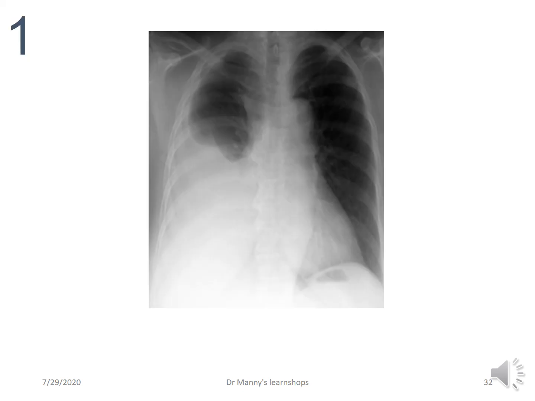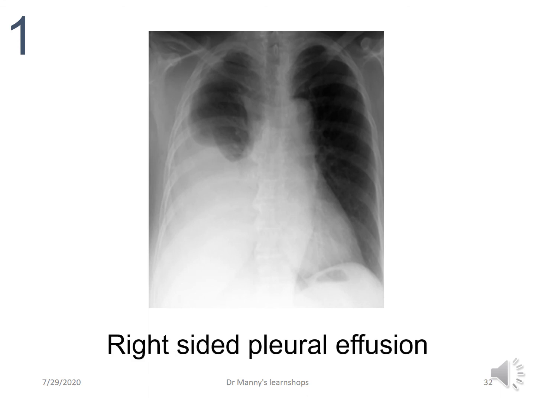So let's look at number one. What do you think? There's increased opacity and whiteness on the right side. There's no costophrenic angles on the right side, and you've got the classic meniscus sign in the right upper lobe. This is a right-sided pleural effusion.